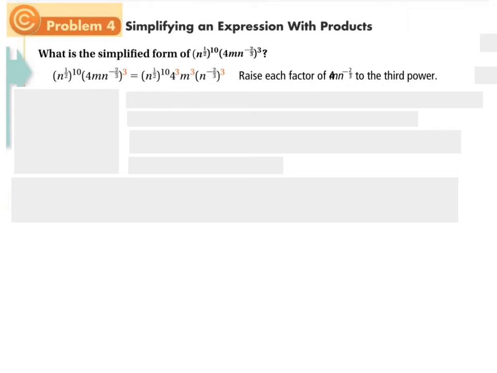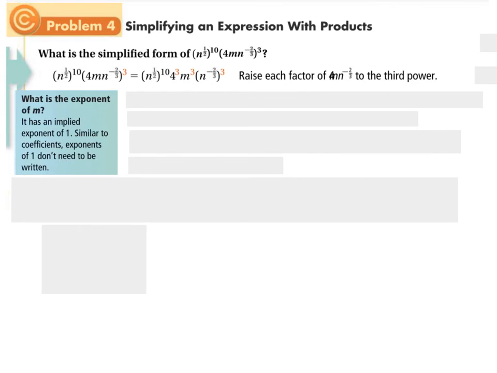So what do we got next? Oh, and by the way, what is the exponent of m? Remember, it has an implied exponent of 1. So 1 times 3 is 3. Similar to coefficients, exponents of 1 don't need to be written. You already knew that.